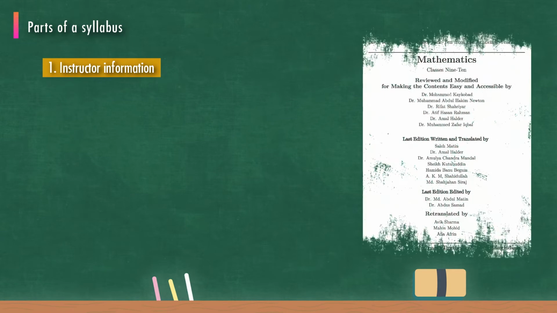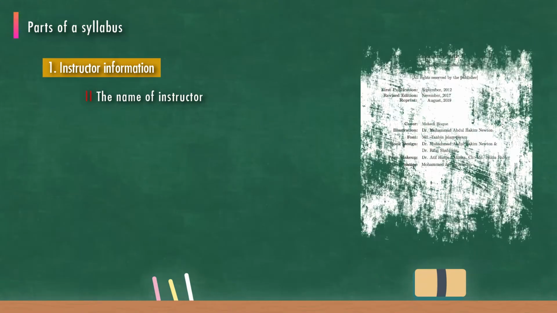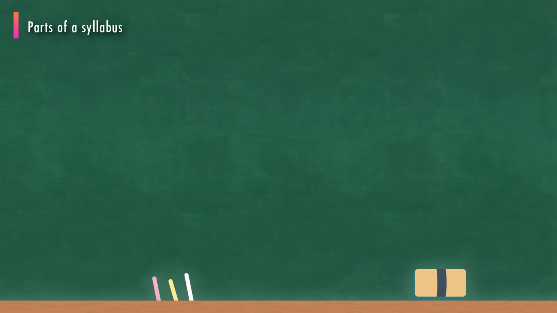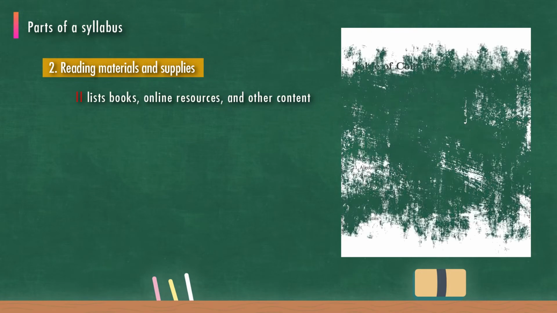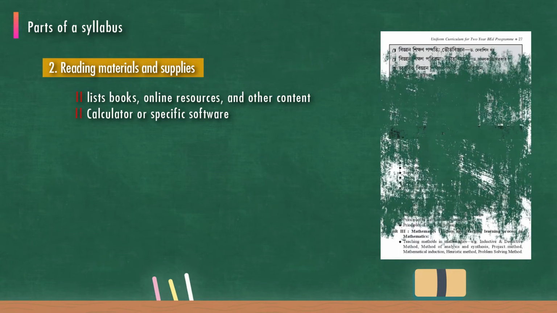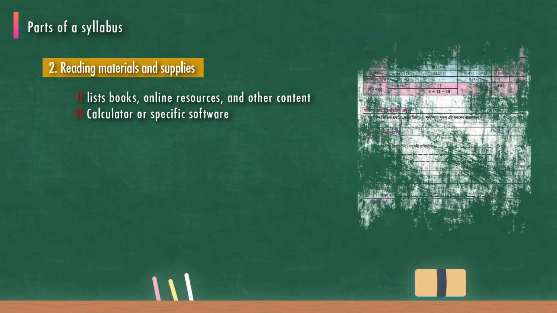The first part is Instructor Information. Near the top of the syllabus, we will find the name of our instructor, their contact information and office hours. The second part is Reading Materials and Supplies. This syllabus section lists books, online resources and other content we will need for class. Additional tools like a calculator or specific software will be listed here too. Typically, there is a note about which materials are required and which are recommended.